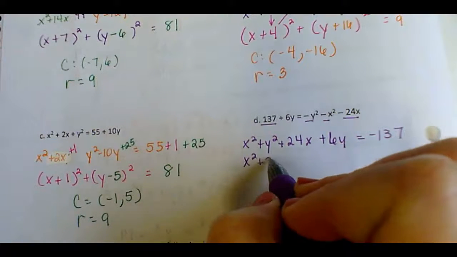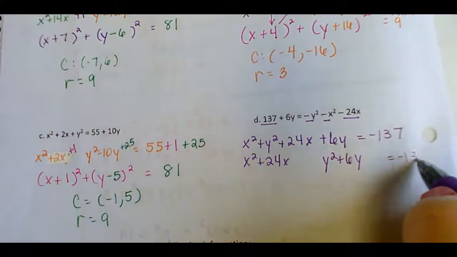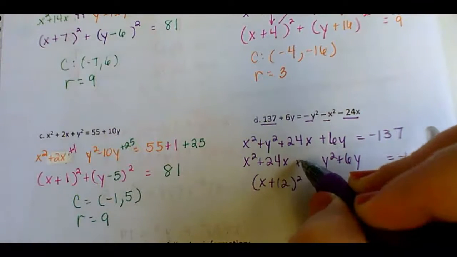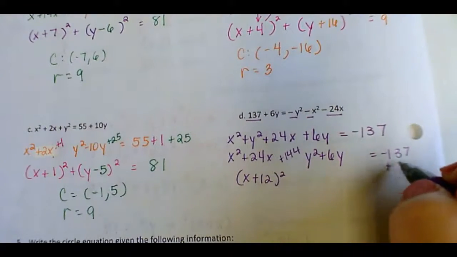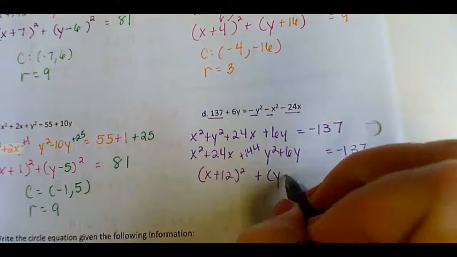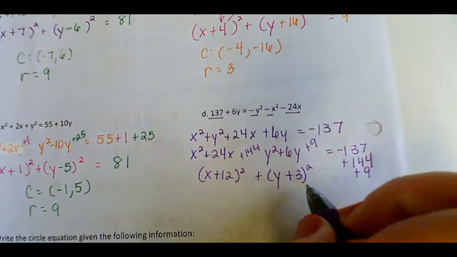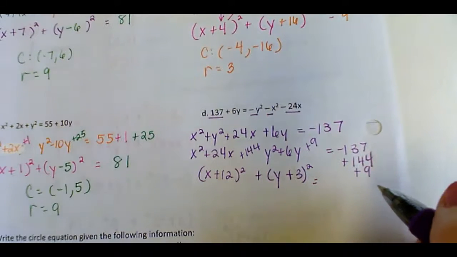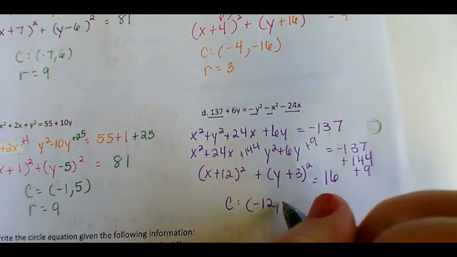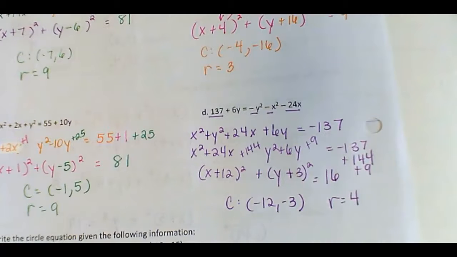Okay, so you group the x's together, and you group the y's together. Half of 24 is 12. 12 squared is 144. If I add it here, I have to add it here. Half of 6 is 3. 3 squared is 9. If I add it here, I add it here. And I think, is it 16 that you get here? And so that tells me that the center is negative 12, negative 3. And the radius is 4.